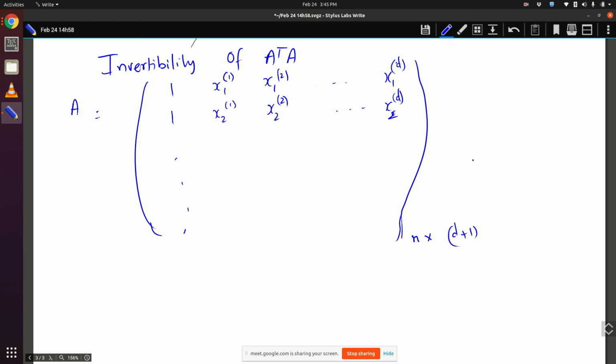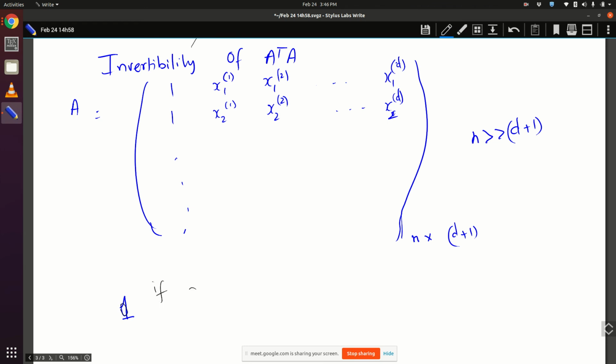One thing is we have to assume this. We have to assume that n is going to be much bigger than d plus 1. n has to be much bigger than d plus 1. Otherwise what will happen? Otherwise you have a situation, for example, in the worst case, suppose I'm just going to give you one data point, or maybe I will give you 5 data points.